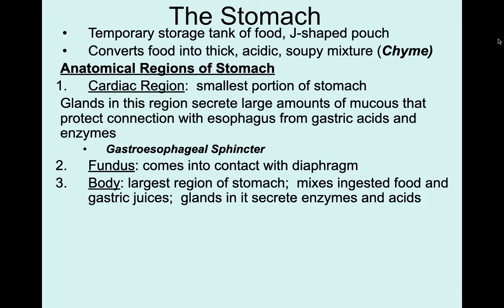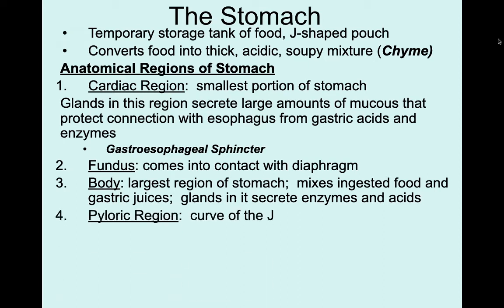It mixes. This is where the segmentation is actually happening. It is mixing the ingested food with gastric juices. There are also glands in the body that are secreting enzymes, specifically the digestive enzyme called pepsin, and also the acid. The glands that secrete the acid are there in the body as well. And again, here's where the smooth muscle of the stomach is contracting, mixing and churning the food with those gastric juices, forming that chyme.